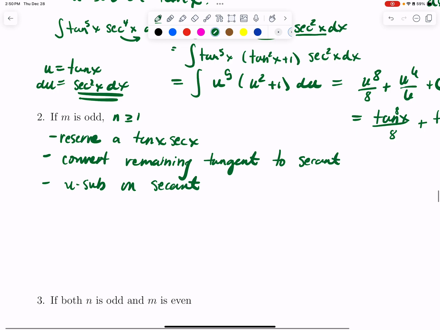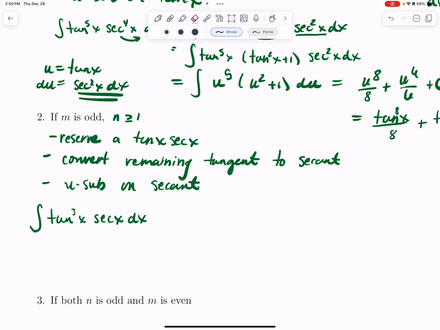Okay, so let's look at an example. Maybe we have tangent cubed x secant x dx. So I have m is odd, and I have at least one power of secant, which is what I need. So I'm going to reserve one tangent x secant x. So I now have tangent squared x and then a tangent x secant x dx.